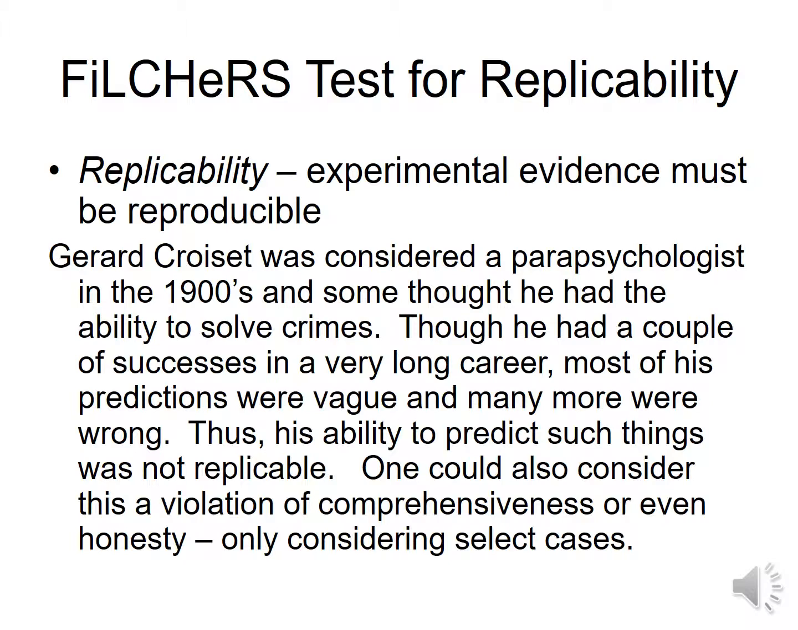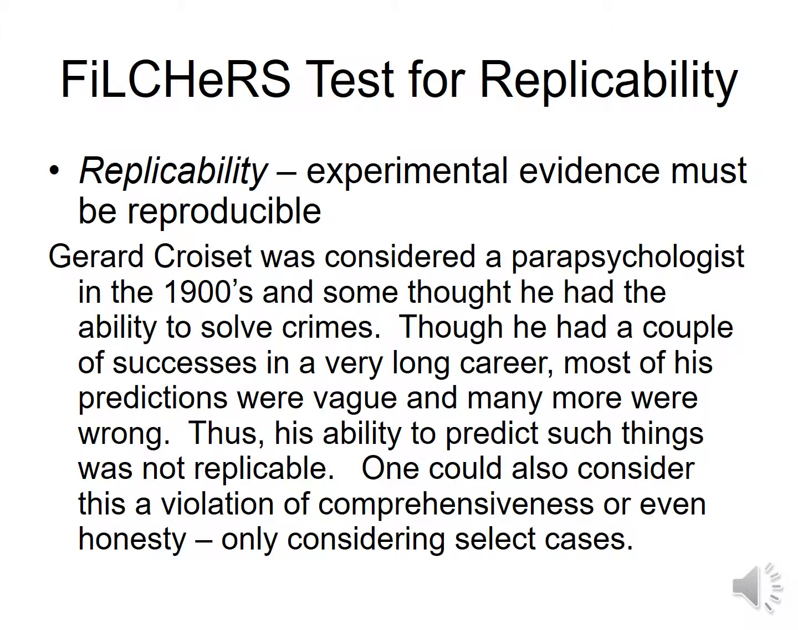The replicability test is, will this happen time after time after time? This is going to happen every time. Here's another sort of clairvoyant example, a parapsychologist example. Gerard Croiset, in the 1900s, thought he had a great ability to solve crimes. In a 50 or 60 year career, he got some right, 3, 4, 5 right. But he also had many, many more opportunities where he was not right.